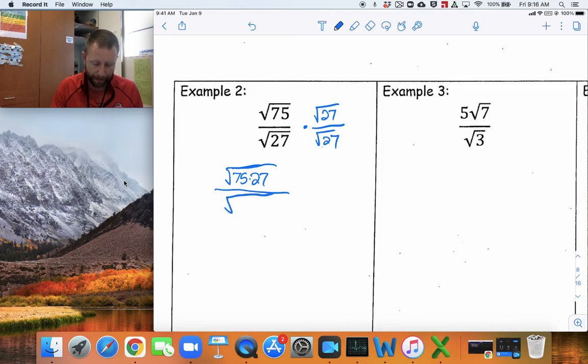And on the bottom, I'm going to have radical 27 times radical 27, and I can put those under the same radical sign. Well, 27 times 27 is 27 squared. And when I'm taking the square root of something that's being squared, remember they cancel each other out. Okay, so I've got just 27 on the bottom now. No radical. But I've got to do the top. And I'm going to use my calculator here. 75 times 27 is 2,025.